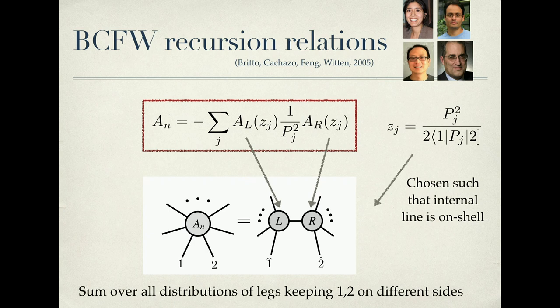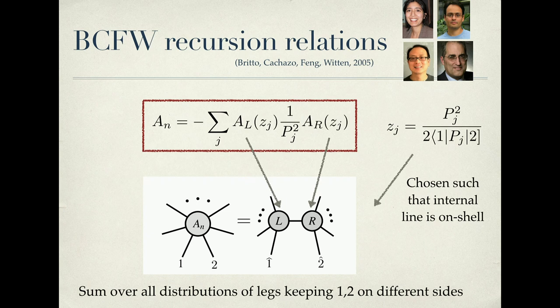And this z_j parameter is chosen such that this internal leg is on shell. If this internal leg is on shell, these are two on-shell amplitudes. They are gauge invariant, and I can work with them. In Feynman diagrams, this leg would be off-shell, but here it's on shell. And now I have to sum.